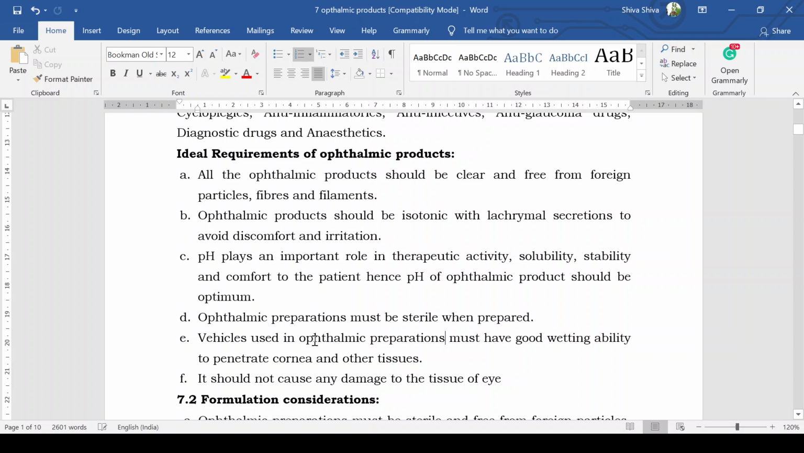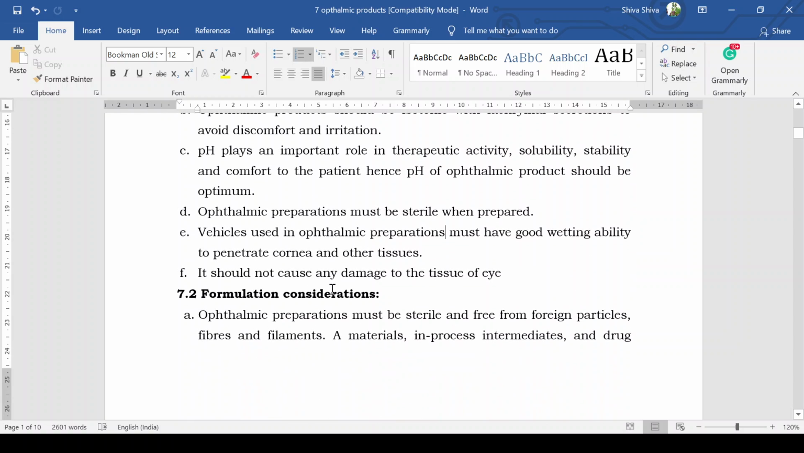And lastly, an important one, that the ophthalmic preparation should not cause damage to the tissue of the eye. If the preparation has any particulate contamination, if it is non-sterile, or if its pH does not match the pH of the eye, then there are chances of damage to the tissues of the eyes.